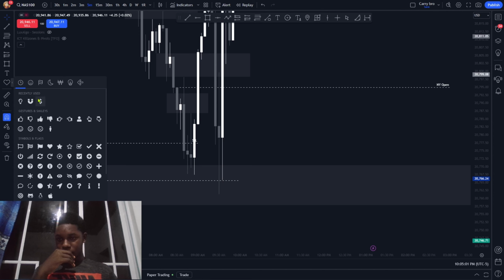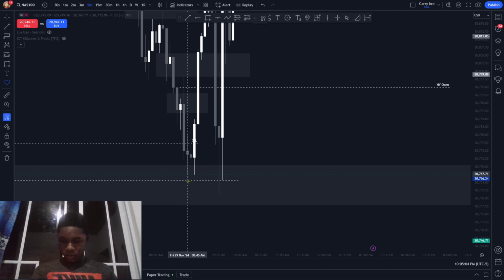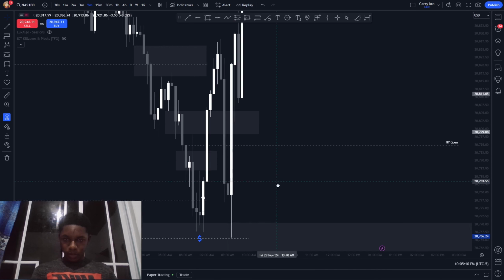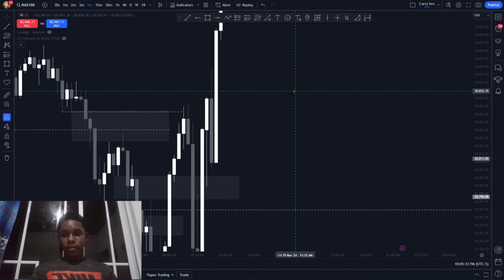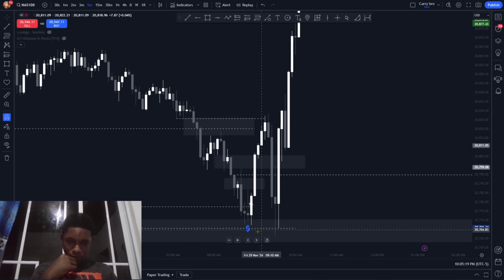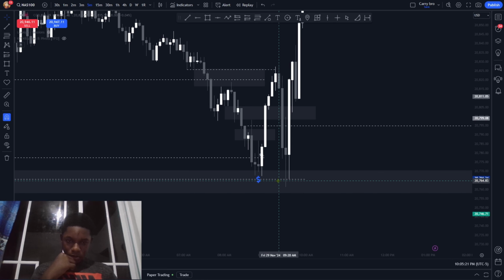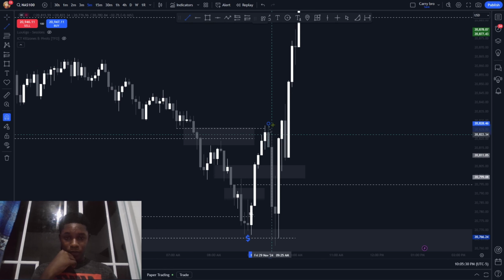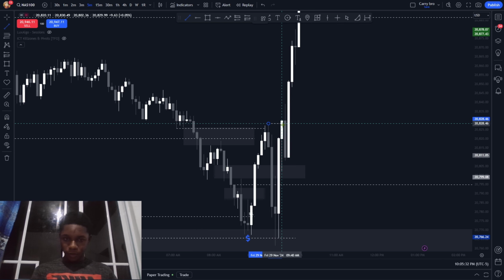Sweeping these levels, tapping into the order block. This is price 101 right here. We swept the relative equal lows, came into the order block. We displaced above the recent swing high right here. This is where we have our market structure shift.